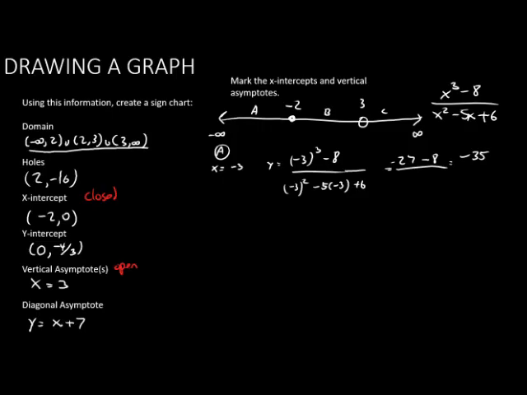On the bottom, negative 3 squared is positive 9, negative 5 times negative 3 is positive 15, and then plus 6. This will give us positive 30 on the bottom. Negative 35 over 30 is a negative answer, which means region A will be negative.